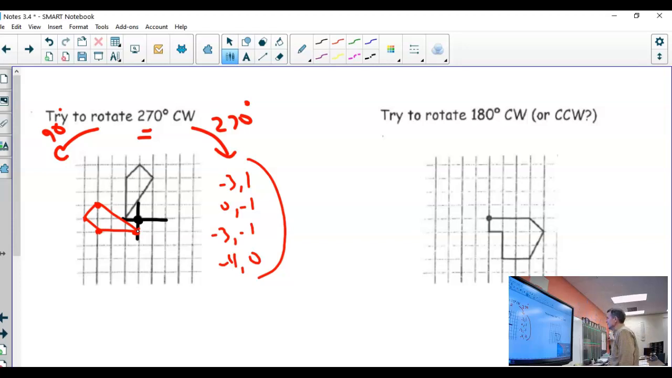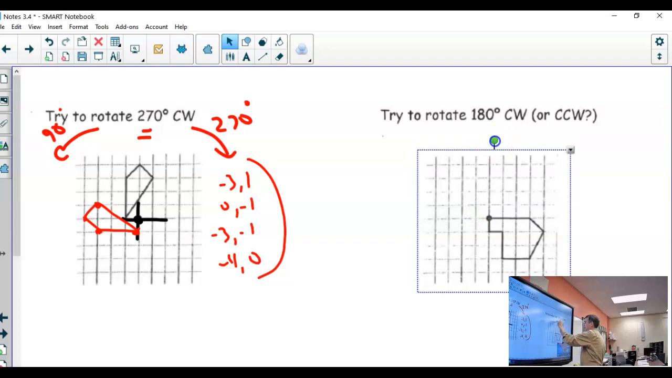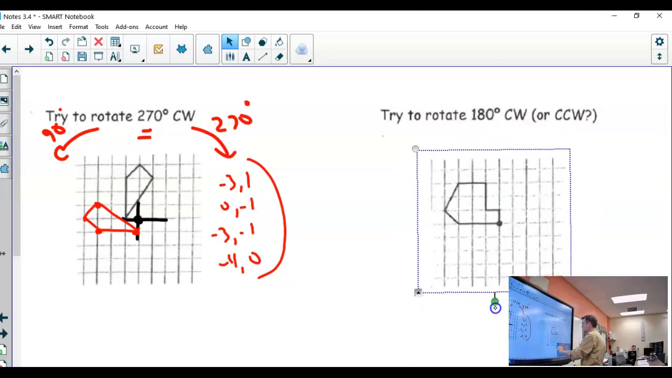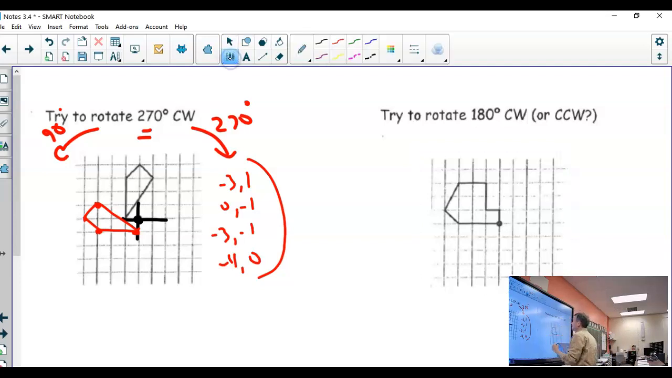Okay, so the other one is 180 degrees. And I wanted to show you a different way to do this one maybe. You know, I could do it the same way. I could just take my paper and rotate it 90, 180, and that's where my shape ends up. And probably that's the best, safest way to do it. So let's go ahead and do that. Let's mark all those points. This is where they end up.